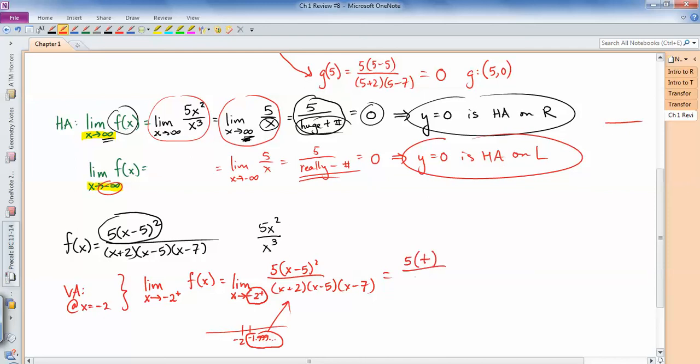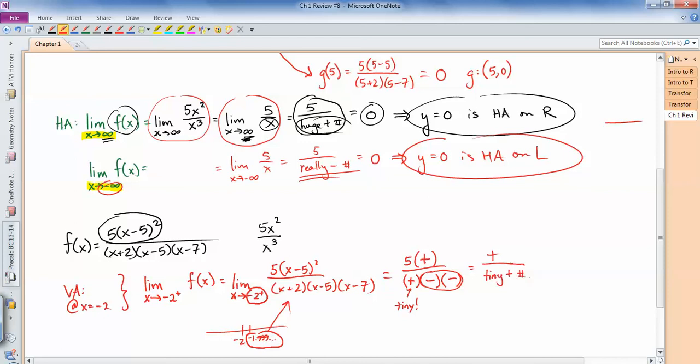And then the bottom is going to be negative 1.999999 plus 2, which is going to be a positive number. And then a really tiny positive number, by the way. And then negative 1.99999 minus 5, which is still negative. And negative 1.99999 minus 7, which is still negative. So I'm going to get a positive number over these two numbers, which ends up being positive, times a really, really, really tiny positive number, which makes a tiny positive number in the denominator.